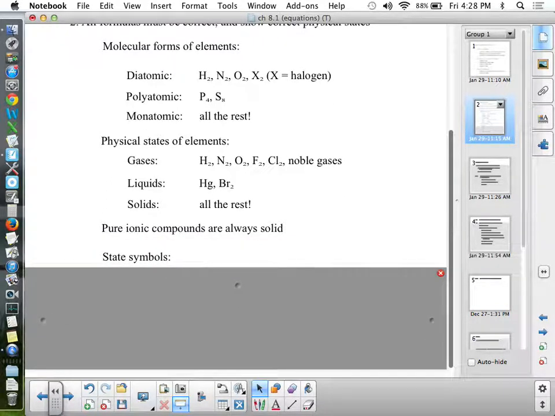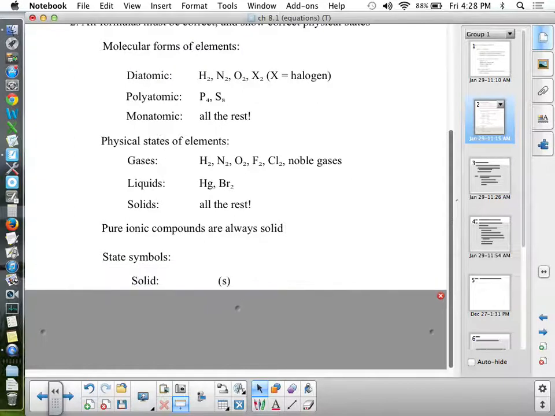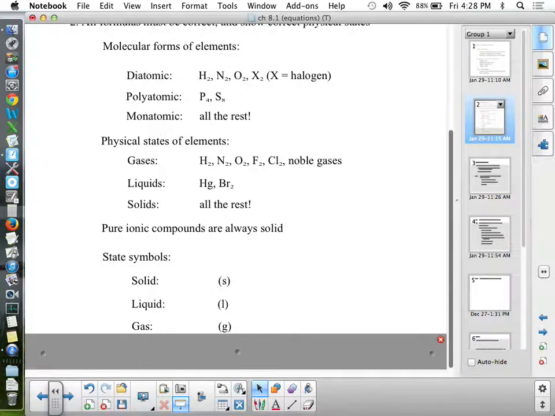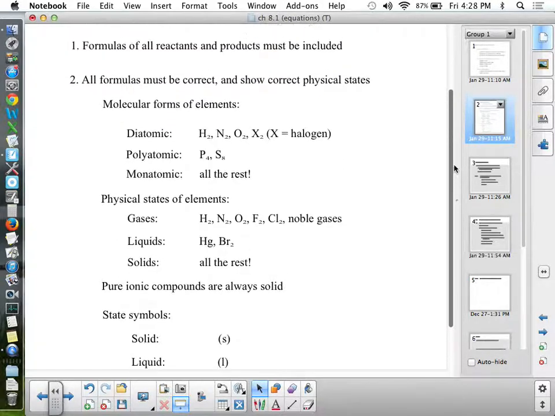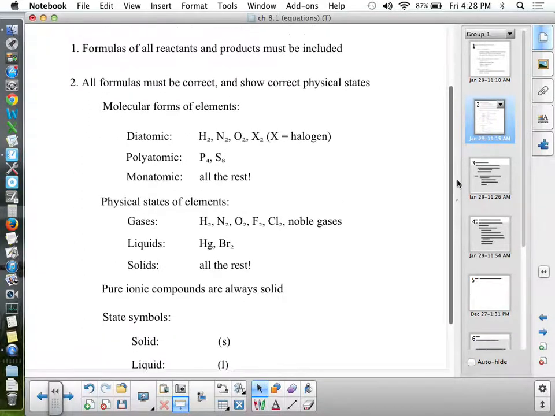And then finally, you have to indicate the physical state by writing a symbol after the formula of the element or compound to show the physical state. So if it's a solid, you would put a lowercase s in parentheses, liquid l, gas g, and there's a 4th pseudo-state that you may not have thought about before, and that is aqueous, which means dissolved in water. So if a substance is dissolved in water, the correct physical state is not liquid, it is in fact aqueous, represented by aq. So those are the first 2 characteristics of a correctly written chemical equation.